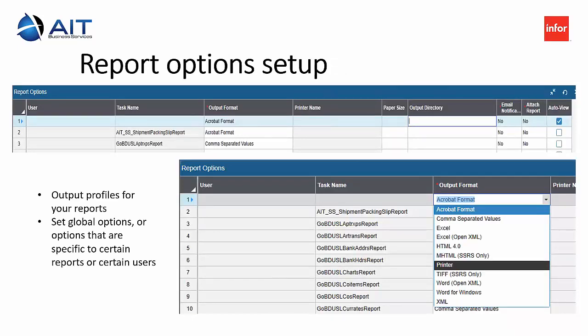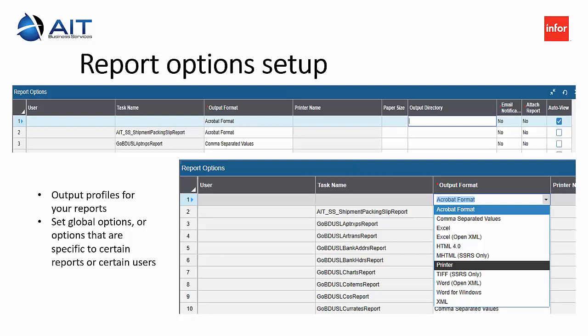So moving along, let's take a look at report options setup. The report options form allows you to create in the system what are essentially output profiles for your reports. Within this form, you can set task and or user specific profiles in addition to global profiles. These records will control how the system ultimately delivers your reports to you.